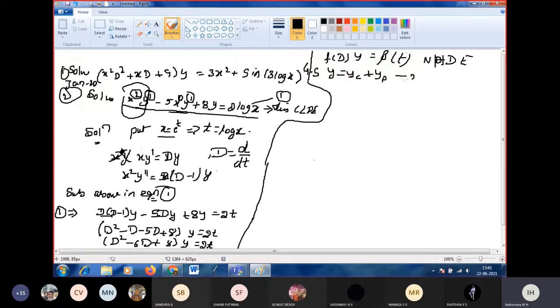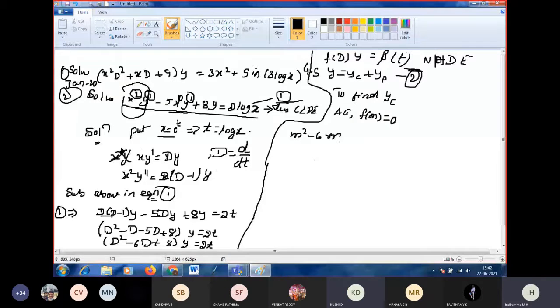Here we already considered equation 1 for the given equation. Okay, next, to find yc, what should we consider? The auxiliary equation. Auxiliary equation: f of m is equal to 0. That is m squared minus 6m plus 8 equal to 0. So is it possible to factorize?